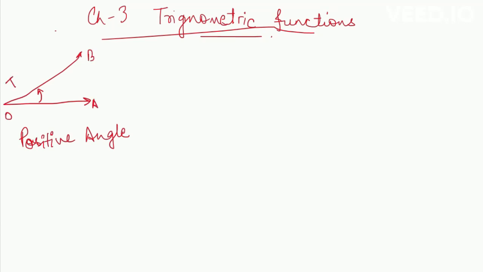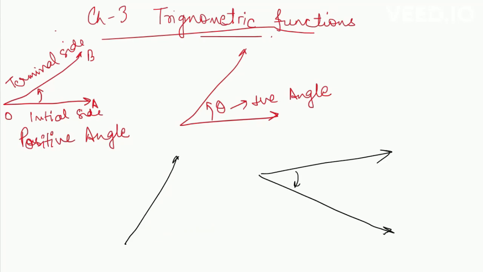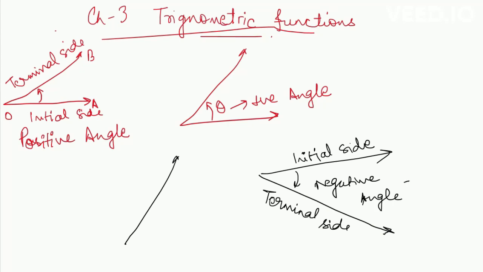Here in this figure, I have drawn an initial side OA and a terminal side OB, where theta is shown in the anti-clockwise direction, which is a positive angle. Looking at the negative angle, the negative angle is shown in the clockwise direction where theta is negative. Again here OA is the initial side, OB is the terminal side where O is the vertex.